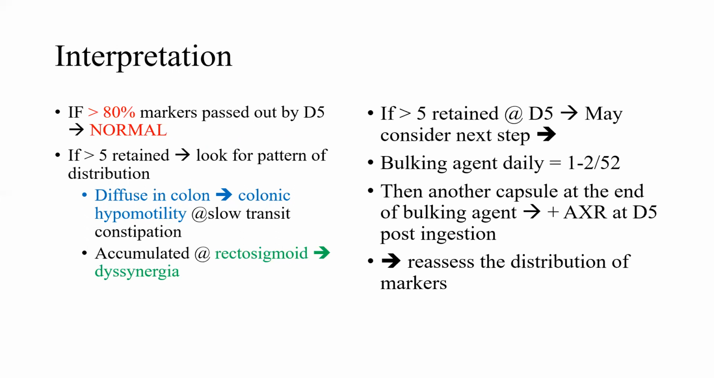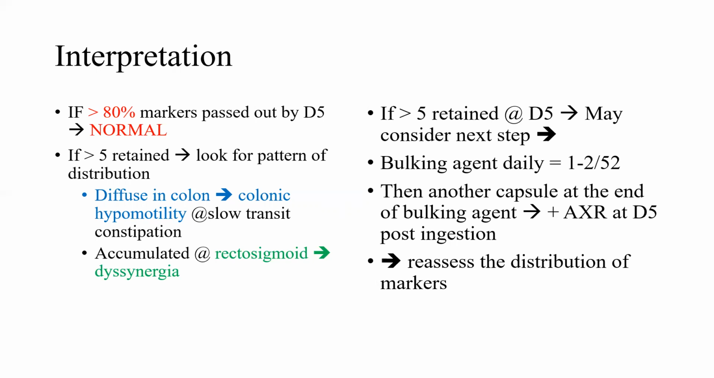As long as more than 80% of the markers have been passed out by day 5, it's normal. However, if more than 5 markers are retained, then we need to look at the pattern of distribution. If it's retained diffusely in the colon, this is known as colonic hypomotility or slow transit constipation. If it's accumulated at the rectosigmoid, then it's called dyssynergia.